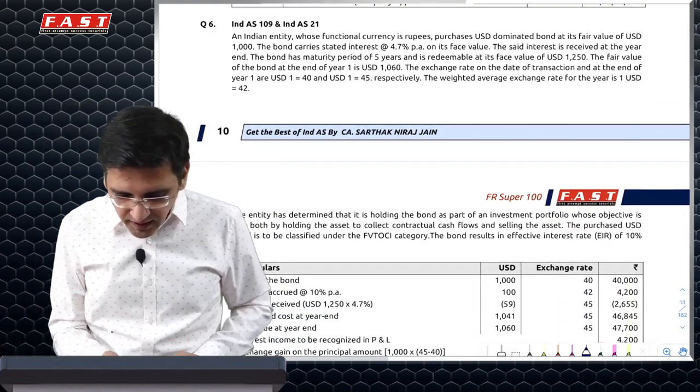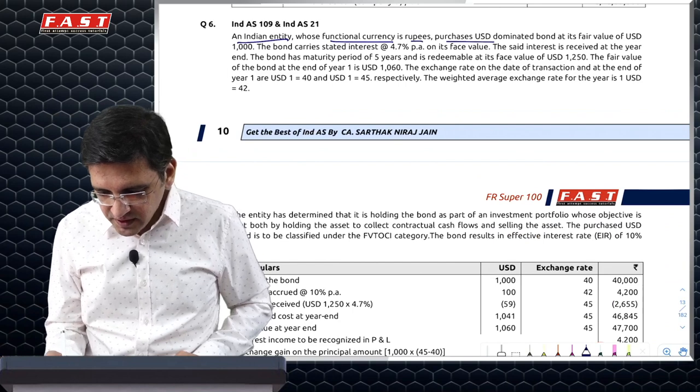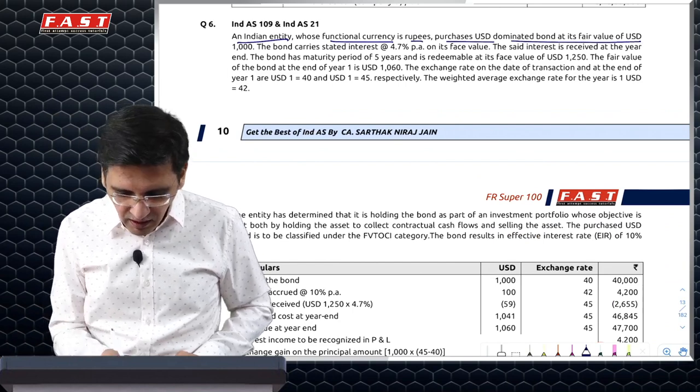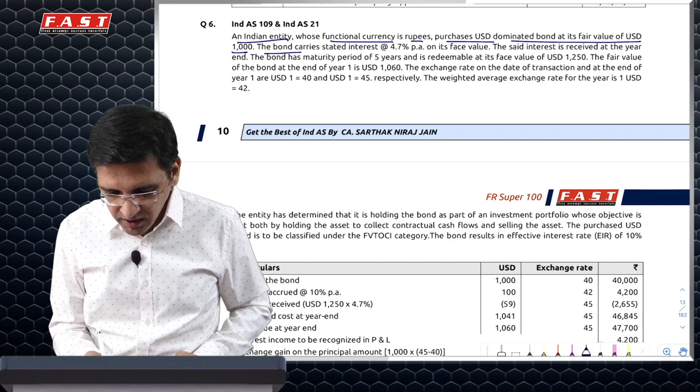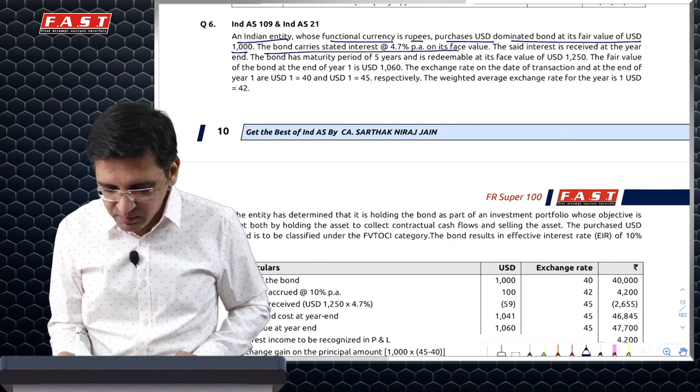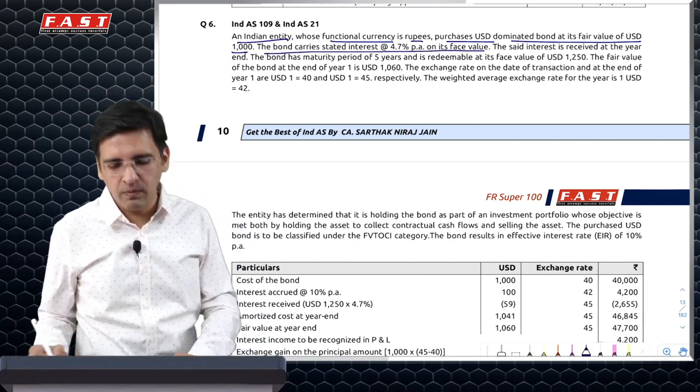Cool. Next. An Indian entity, functional currency rupees, purchases US dollar denominated bonds. The fair value of this is $1,000. The bond carries stated interest at 4.7% per annum on its face value.